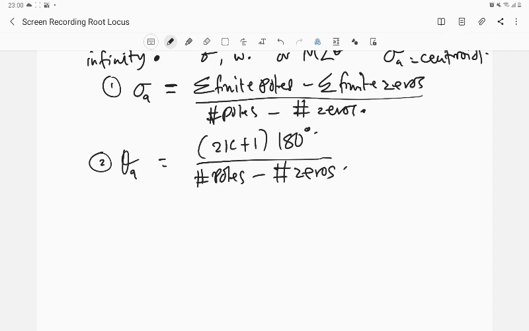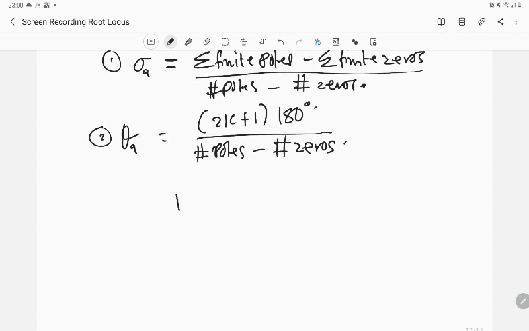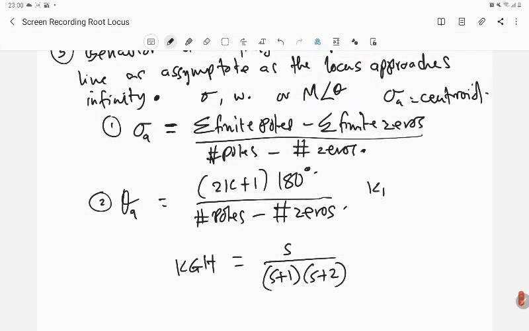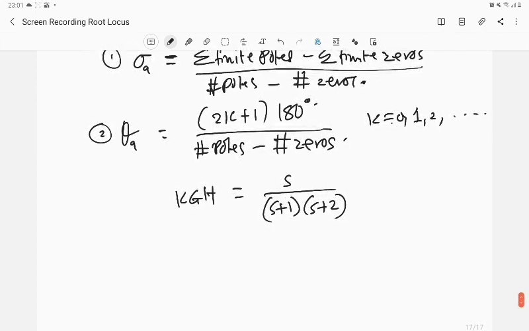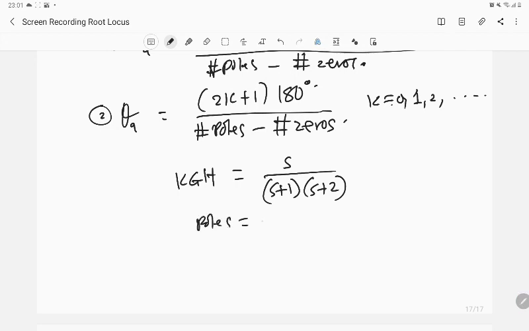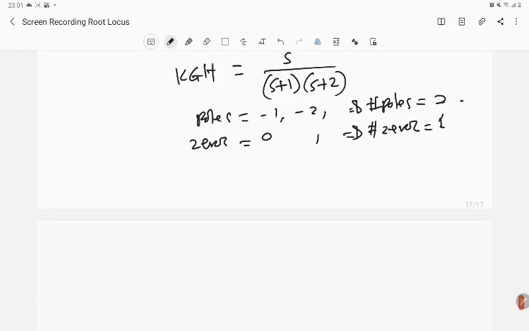Okay. And so right from this, you know that, for example, if I have a system like this, where kGH equals s over (s plus 1)(s plus 2), this k takes values 0, 1, 2, and so on. You can use plus, minus, but I'm just using the positive numbers. It doesn't change anything. So if I take this system, we have poles equals minus 1, minus 2, implies number of poles equals 2. We have zeros equals 0, which implies number of zeros equals 1. So what can I do immediately from this?